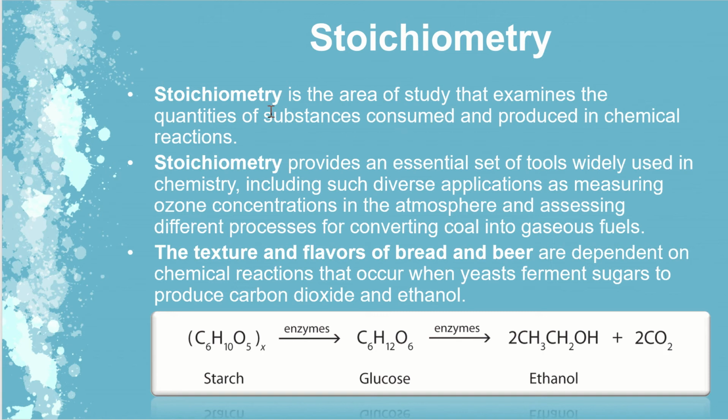So literally, stoichiometry examines the quantities of substances consumed and produced in the chemical reaction. When you look at an equation, you should think about what is consumed and what is produced. In this case, ethanol and carbon dioxide are produced, and in the second step, glucose is consumed, right? When you think of a reaction, these are the words you ought to be using.